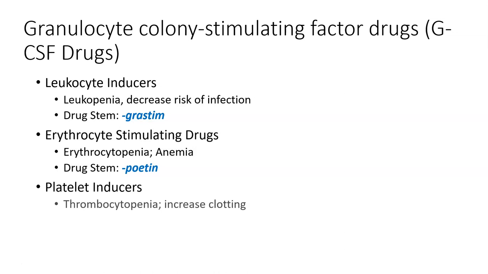And then the platelet inducers are the newest group, and these are used for thrombocytopenia, or when there's a deficiency of clotting cells. So it's going to increase the ability of the patient's blood to clot. So it's going to help reduce the bleeding and bruising that can occur if they don't have enough of those thrombocytes. These drugs have a drug stem of trombopag, almost like thrombo in there, except they left the H off, so trombopag. Some are given by injection and some are actually given orally. So we have eltrombopag, which is Promacta.